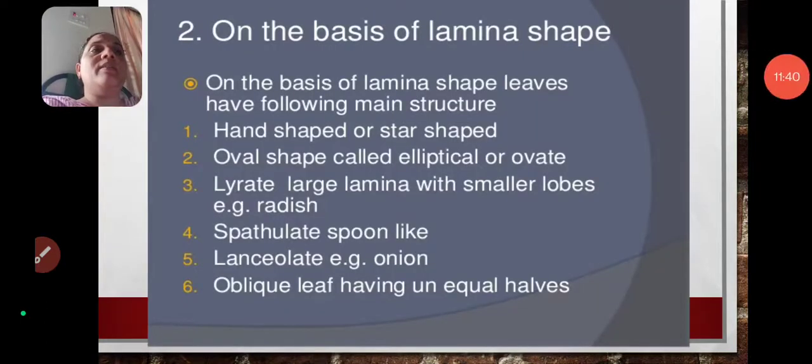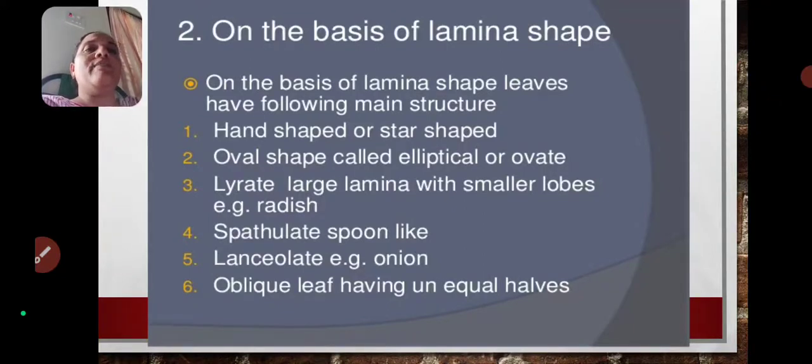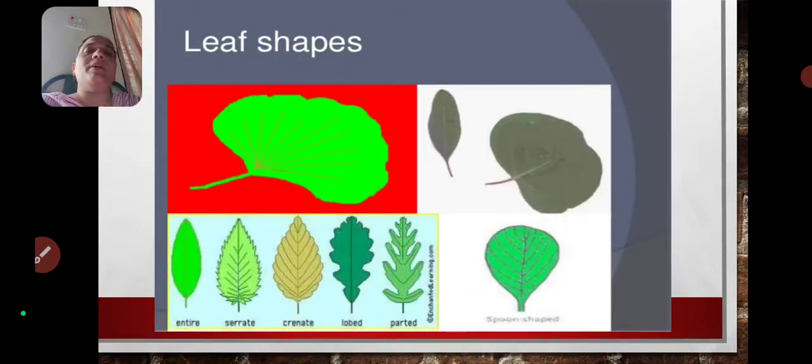Next one is on the basis of lamina shape. On the basis of lamina shape, leaves have the following main structures: hand shaped or star shaped, oval shape called elliptical or ovate, lyrate, large lamina with smaller lobes, example radish. Next one is spatulate or spoon like. Next one is lanceolate, example onion. Sixth one is oblique leaf having unequal arms. So here are the pictures of the leaf shapes.